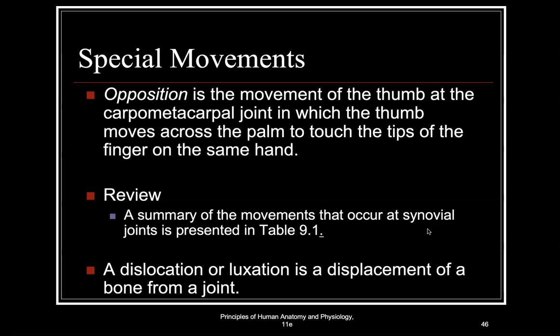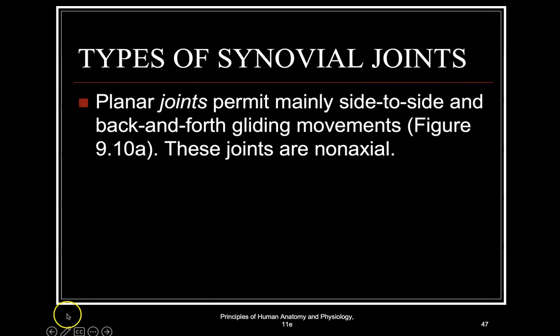Remember that a dislocation, or oftentimes it's called a luxation, is just a displacement of that bone from a joint. Okay, so that's the term that we use, dislocation or luxation. Okay, so that's it. I'm going to go ahead and stop here, and then the last lecture will be on the different types of synovial joints.